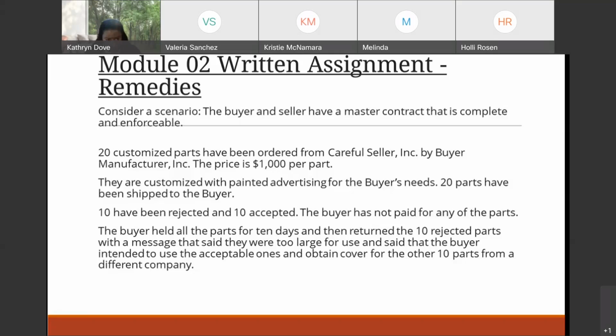But in our scenario, the buyer holds all the parts for 10 days and then returns the 10 rejected parts with a message that says they were too large for use. And the buyer intends to keep the acceptable ones and then obtain cover from another company. What can the buyer do, Melinda, if the buyer successfully obtains cover from another company and gets 10 advertisements that are painted correctly?